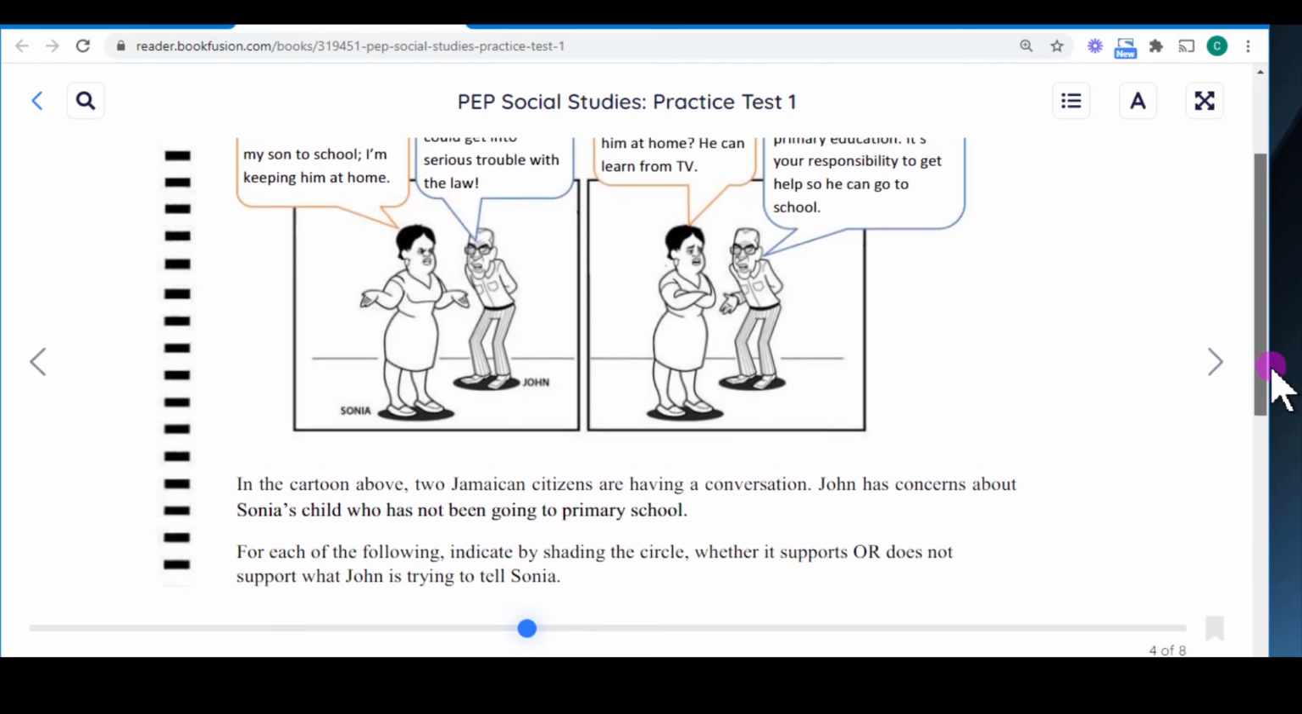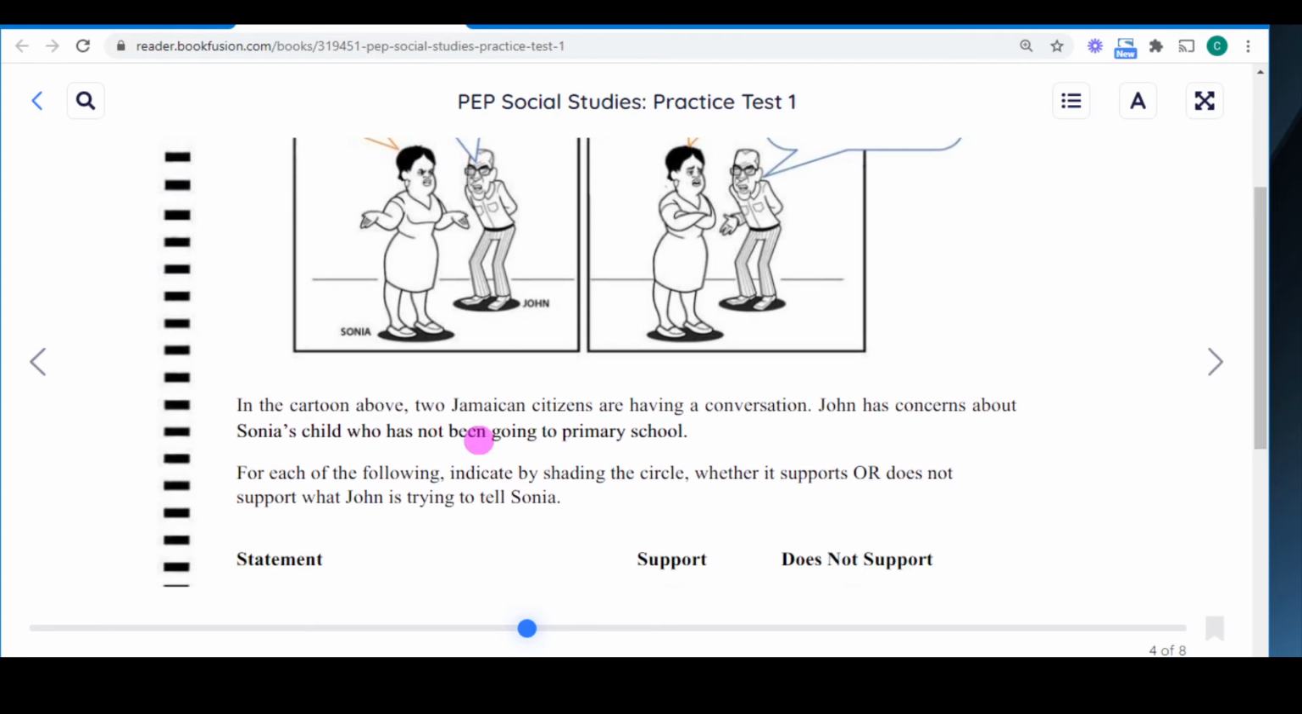All right. In the cartoon above, 2 Jamaican citizens are having a conversation. John, male, has concerns about Sonia's, the female's child, who has not been going to primary school. For each of the following, indicate by shading the circle whether it supports or does not support what John is trying to tell Sonia.